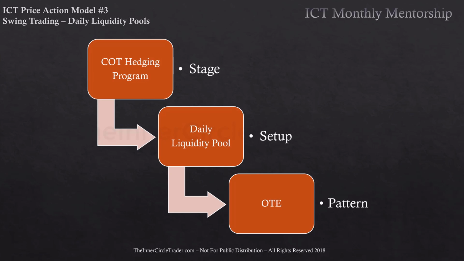Okay, so we're looking at the swing trading model. Again, the draw on liquidity, what we're anticipating in terms of why the price should be moving in a direction, one-sided, higher or lower, is going to be based on daily liquidity pools. But the stage is going to be set for that whole business, because there are going to be liquidity pools always in the chart. But the underlying condition that sets up the setup is the stage. And that stage is going to be the COT hedging program.